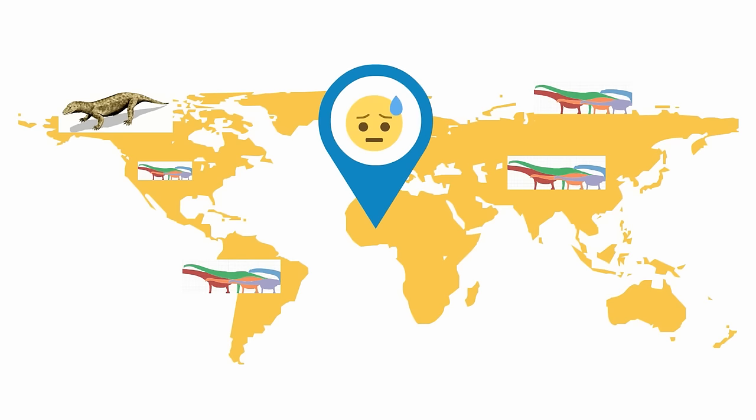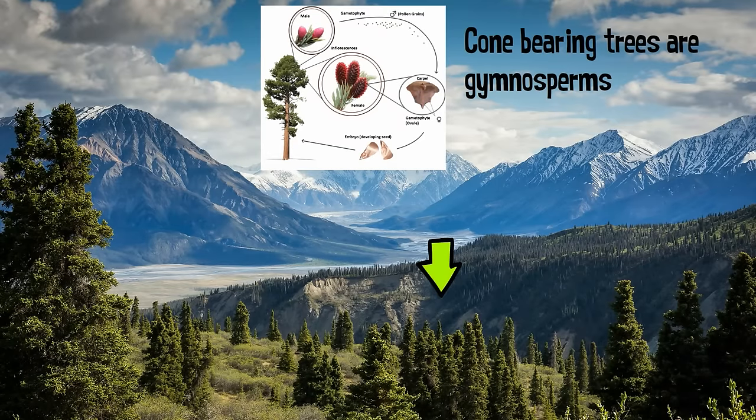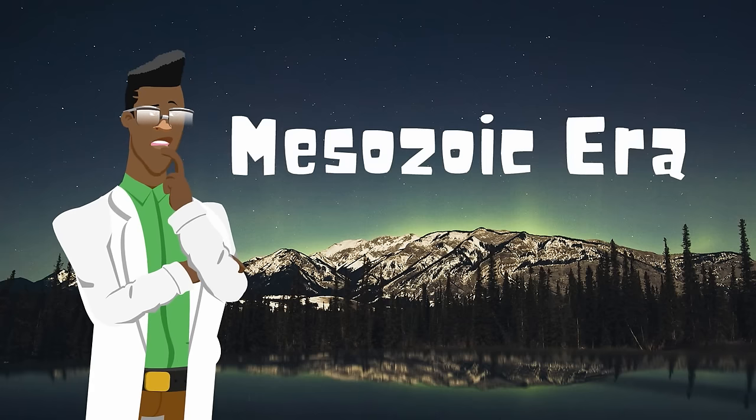However, at the end of this era, the dinosaurs die off. The first birds appear and begin to scatter throughout the world. The dominant plants are cone-bearing trees and plants. And at the end of this era, flowering plants begin to appear. So there we go, the Mesozoic era.